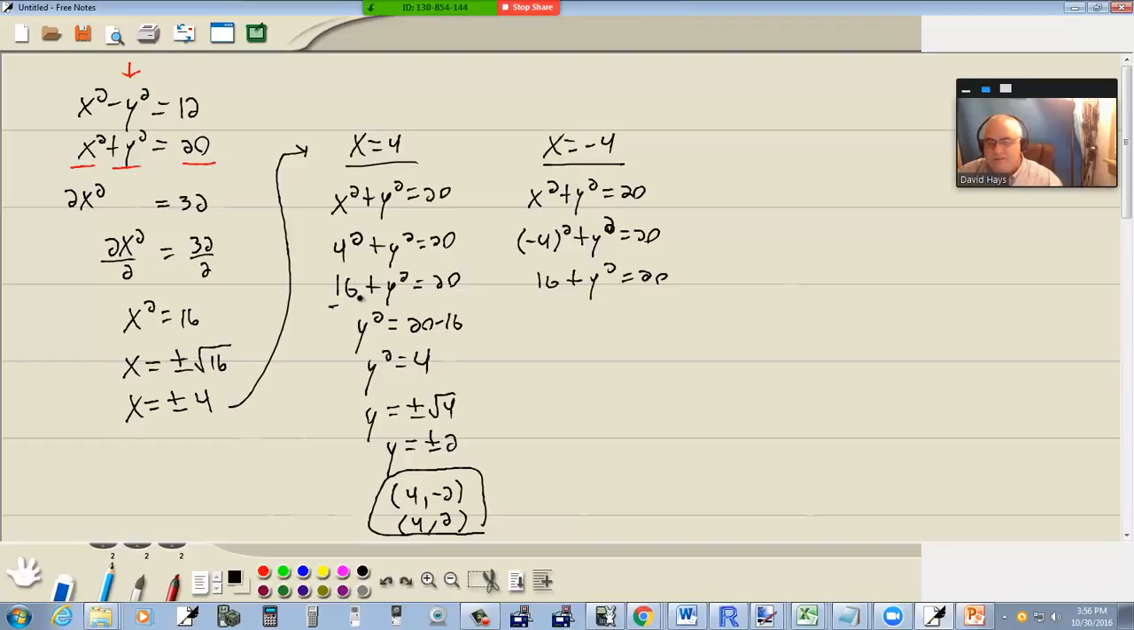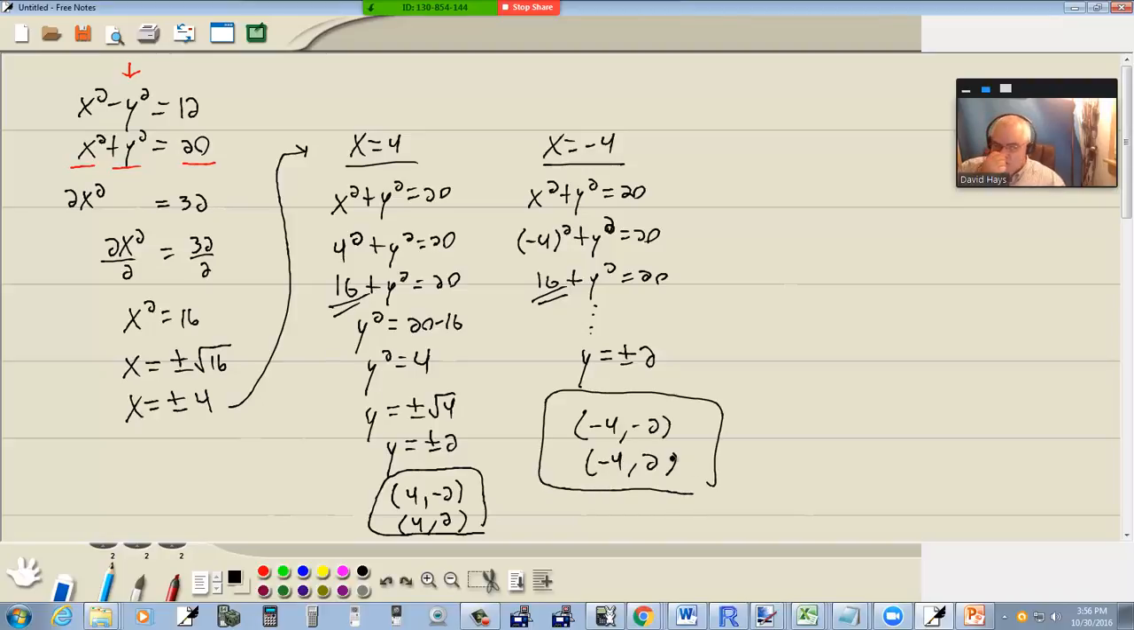Now notice they both have a 16. When you square something, it's always positive. So in this case, I don't have to work this side. This is going to give us the same y values. So the answers here will be (-4, -2) and (-4, 2). And those will be our 4 answers.